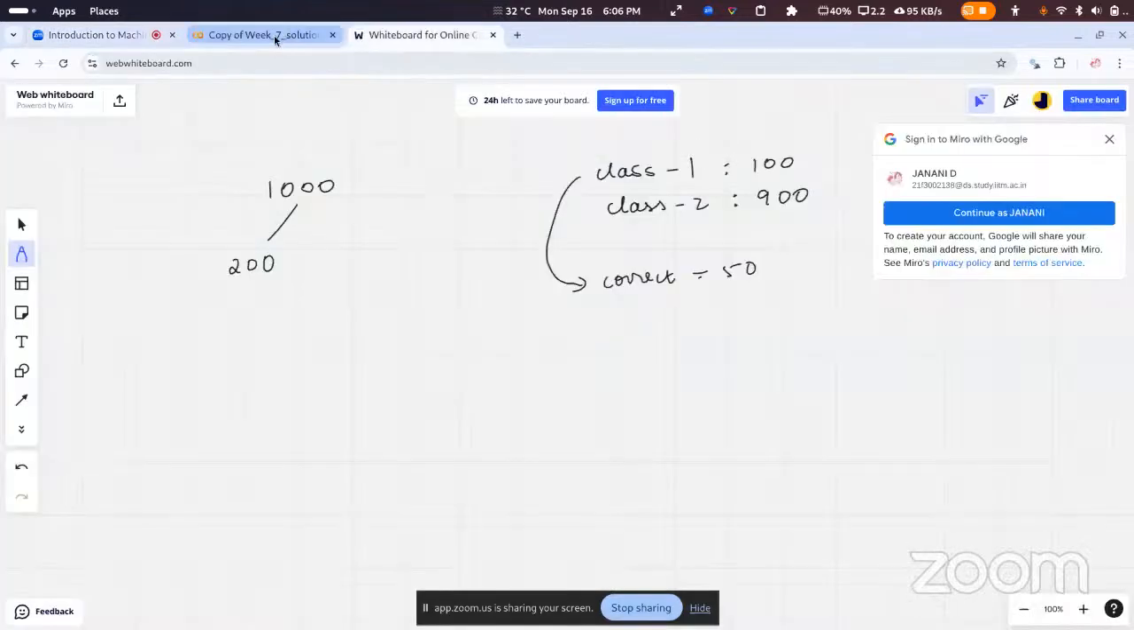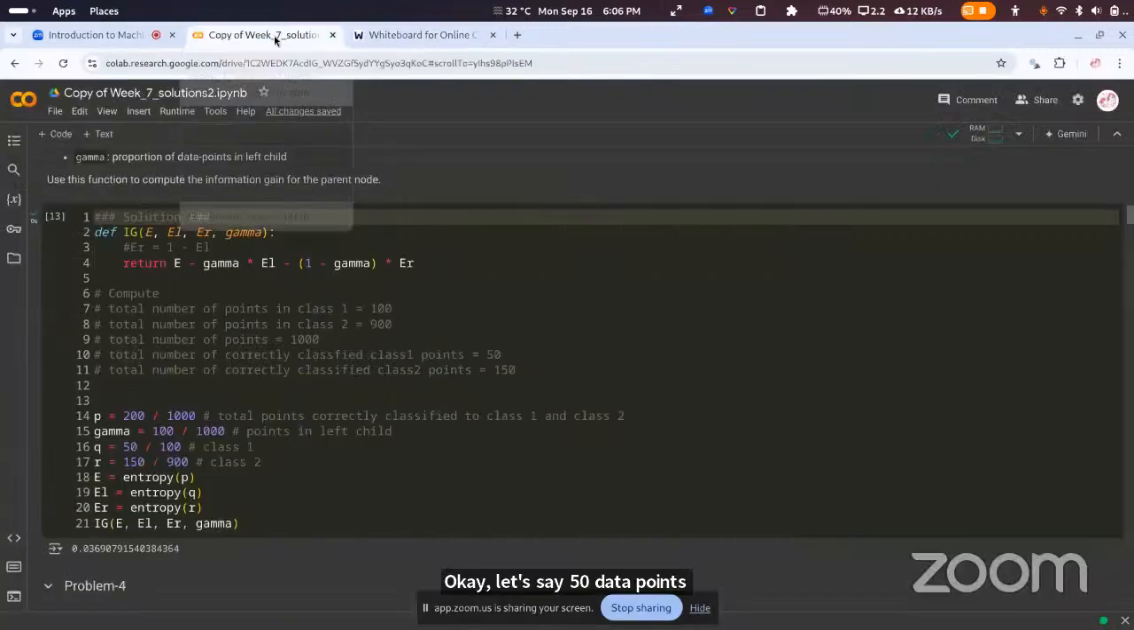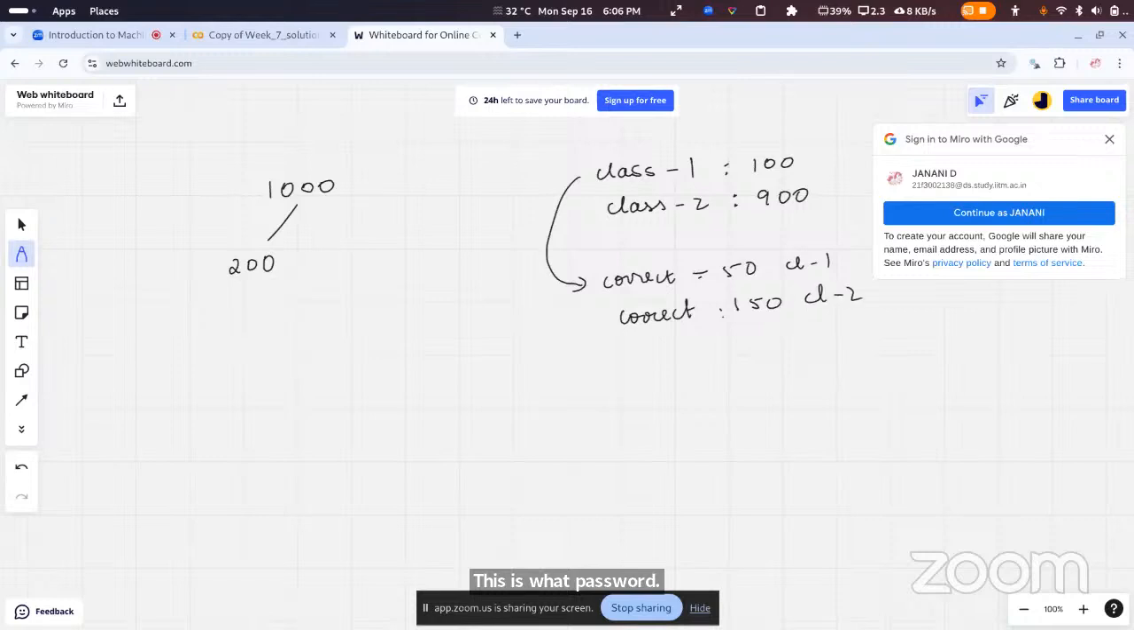Okay, let's say 50 data points from class 1 are correctly classified, and let's say 150 data points are classified correctly in class 2. So this is the information which we have now.